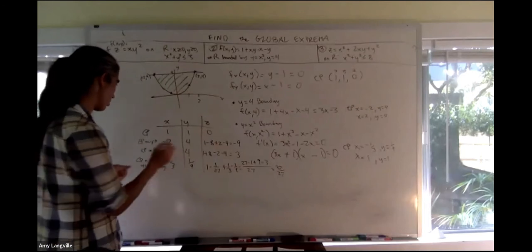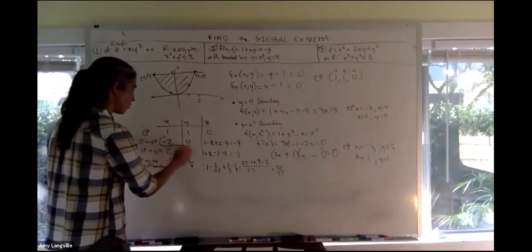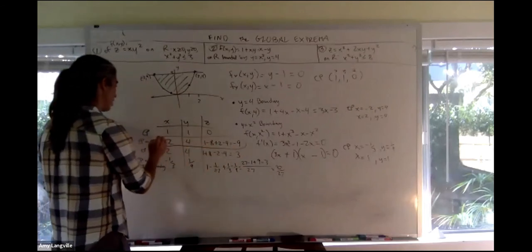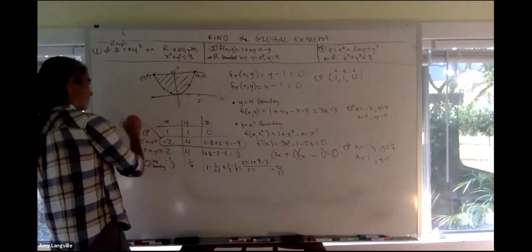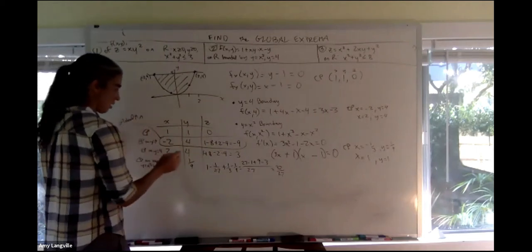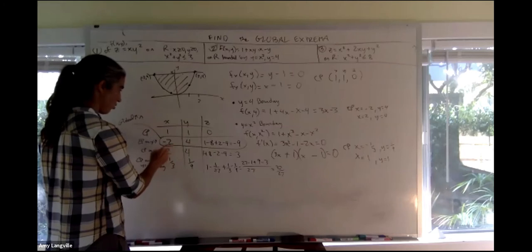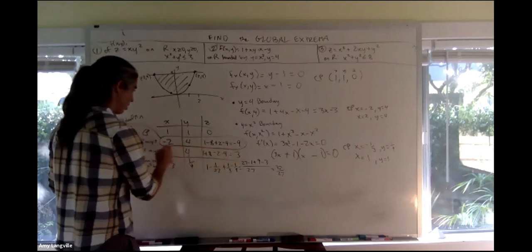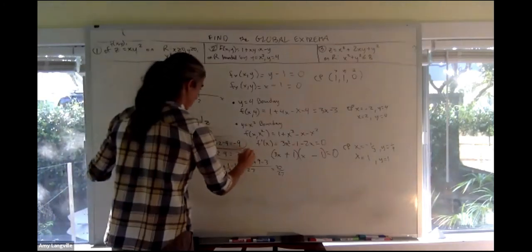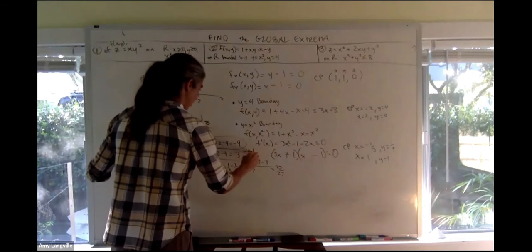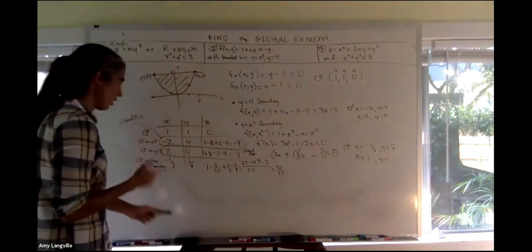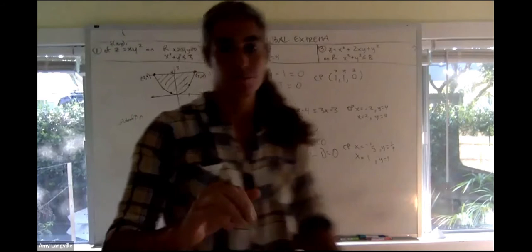Clearly the min is going to be this one here, -2, 4, -9. That's our global min. Global max looks like this one at 2, 4, 3. No ties, just one each. Now let's check that with CalPlot 3D.